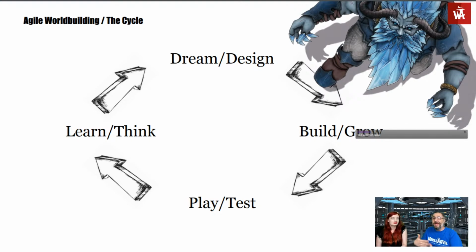In Agile, we're talking about 4 basic structures, which is the dream and design step, the build and grow step, the play and test step, and the learn and think step. Each of them we will analyze in more detail for you, but what you need to know right now is that effectively what we expect you to do in every single location that we'll talk about is to think about what you want to do, go down, do it, try it out, see if it works, learn from your mistakes or your successes, and then do it once again.